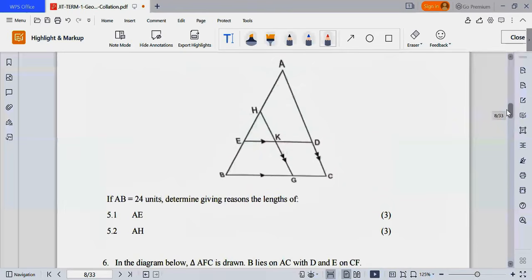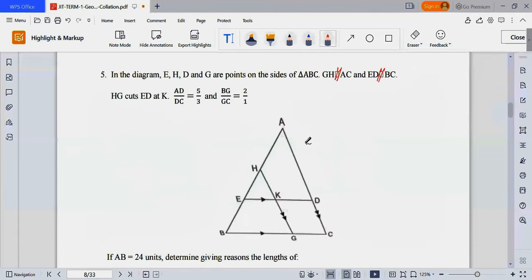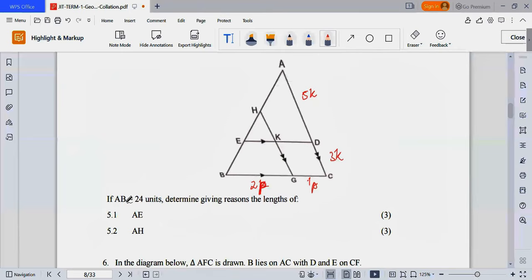Let's fill in those ratios. We have AD, so let's say it's 5K because we are given ratios, and DC is 3K, right? And then BG is 2K, and then GC, let's use 2P because we cannot use K and K. Then here it's 1P. Then down here we are given that AB is 24 units, and they say determine, giving reasons, the length of AE.